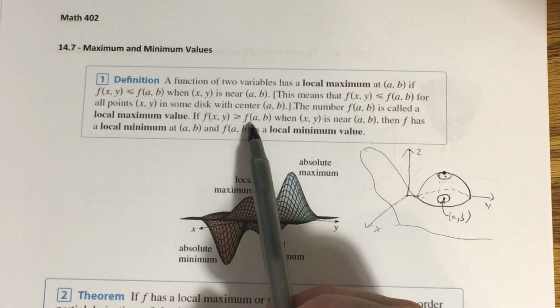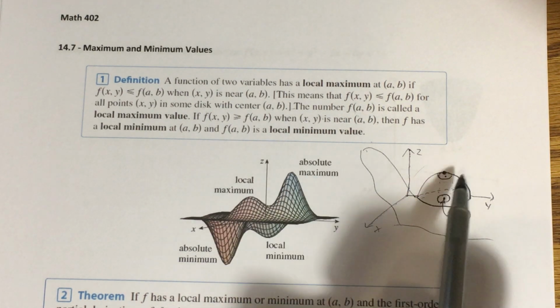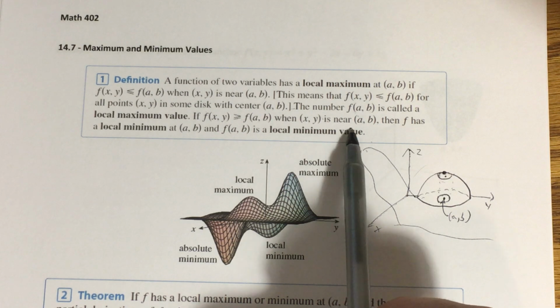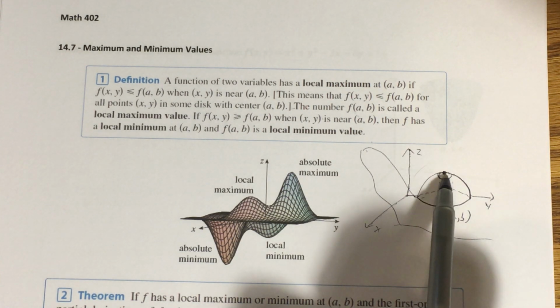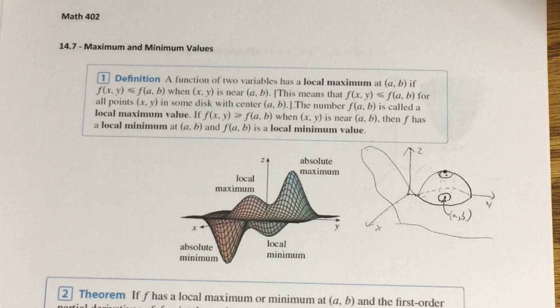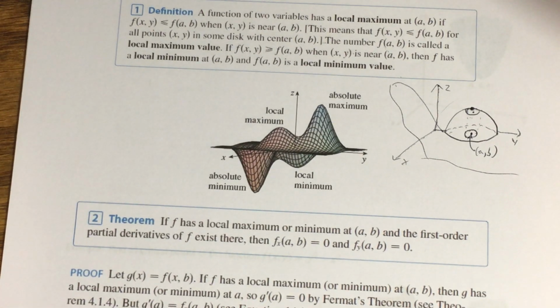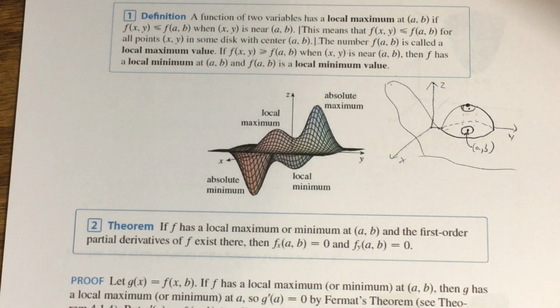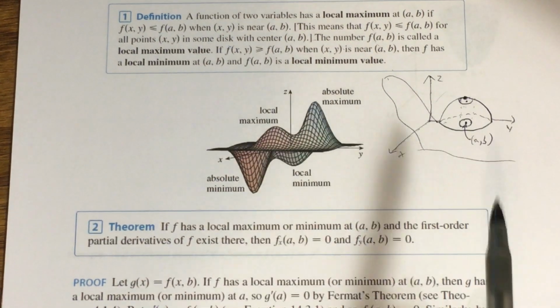Similarly, if f(a, b) is the smallest point within that little disk, by the smallest, I mean the one with the smallest z values, the lowest point, we would call f(a, b) a local minimum. This picture here gives you a sense of what local extrema look like compared to what we would call absolute extrema.